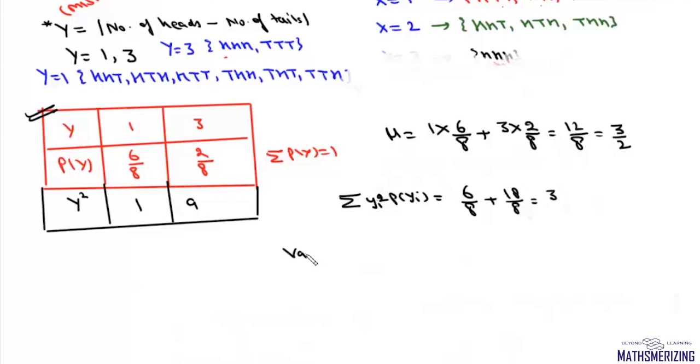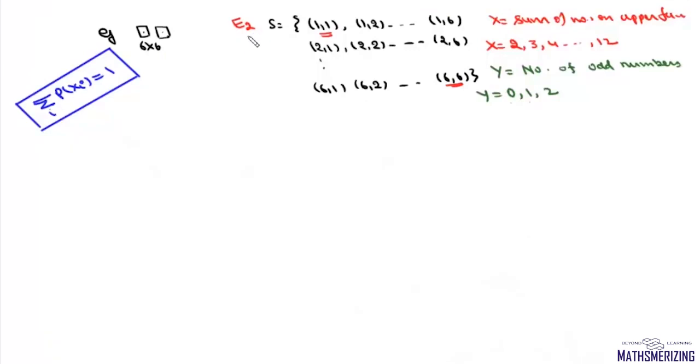And in this case, variance of y is this summation yi square into pyi minus mu square, which is 3 minus mu square, and that is 9 by 4, and it will be 3 by 4.